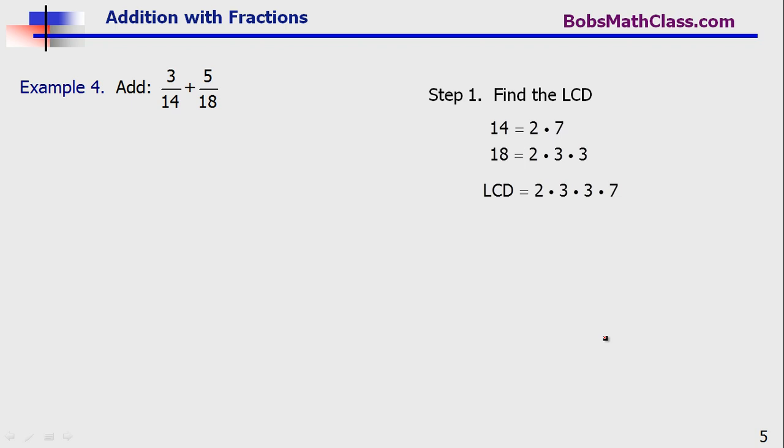And that looks like it, let's multiply that out. 126. So we're going to write our fractions vertically, and that's going to be the new denominator that we're going to write over to the right of each denominator.